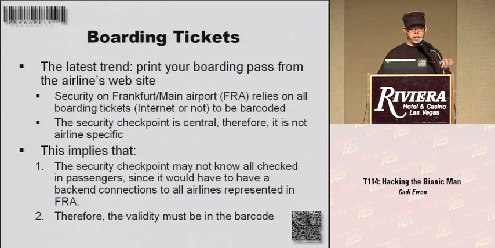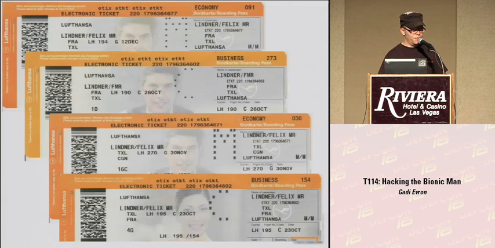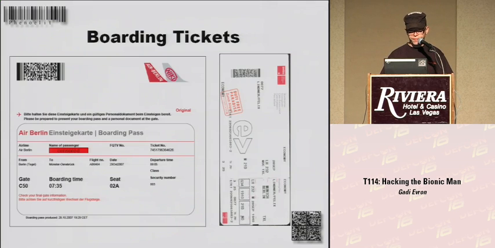The security checkpoint is central. Therefore, it's not airline specific, right? Now, this implies that the security checkpoint may not know everyone who's already checked in, because that would mean everything else is wired with each other. And I don't think that is the case, so the validity must be in the barcode. I fly a lot. So these are barcodes from trips all over the place. Here's some more.